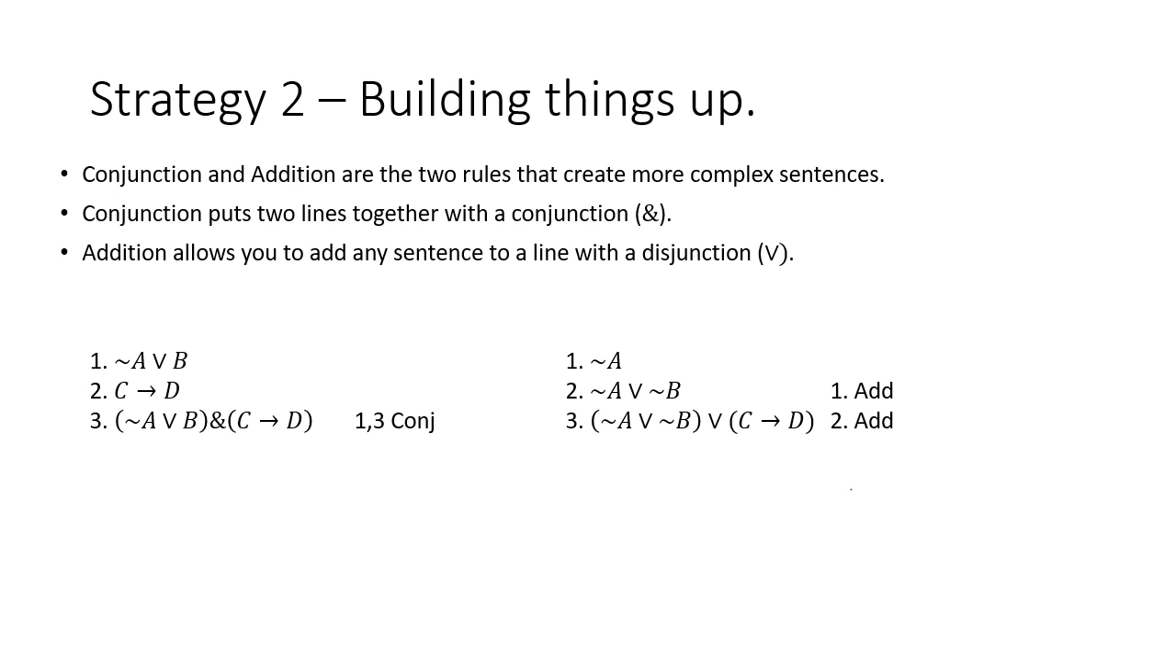The addition rule also makes more complicated sentences, and here I have an example of two addition moves. So line 1 is just not A. With line 2, I've added not B to it for no particular reason. There's no strategy here. This is just an example of things that you can add to each other. So I've added a negation to the first sentence and got the second sentence, and then I added to the second sentence C arrow D with another use of the rule. So again, just building things up to more complicated levels by the use of addition, and just bear in mind that addition can be anything. So it's very open-ended.